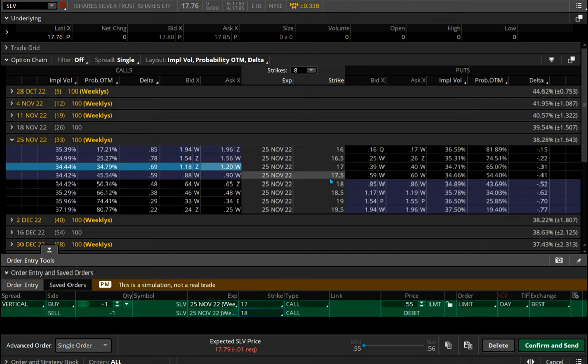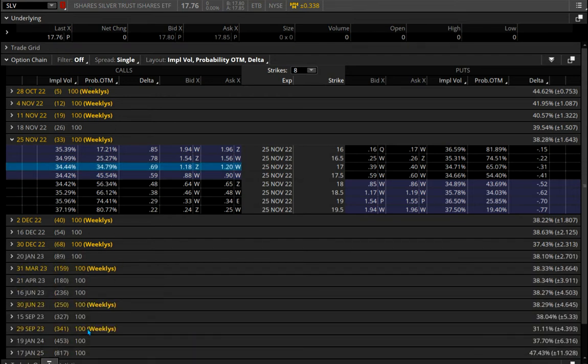In that case, in order to keep my price between my two strike prices, I'd make this 1750 if I wanted to, and I could make this a really small trade. Let's bring this back up.